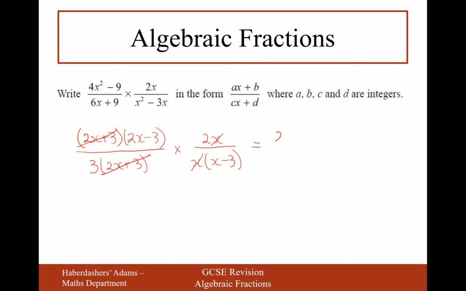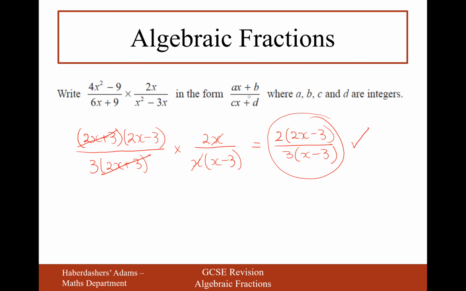So it's going to be 2 bracket 2x minus 3 over 3 bracket x minus 3. We can't cancel out here. It almost looks like we can cancel out these fractions here, but we can't. We just have to leave them as they are. So it's you times the tops together and you times the bottoms together. There we are, that's the final answer.